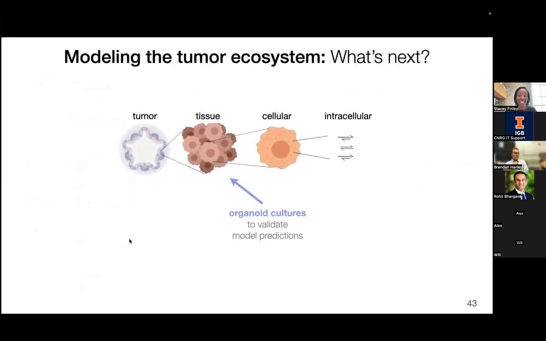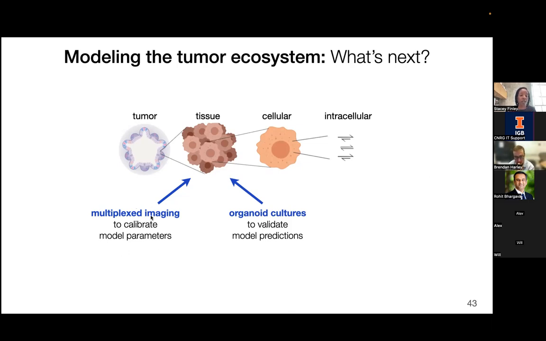So what's next? We're interested in validating some of the model predictions, again, with 3D patient-derived tumor organoids. We're interested also in calibrating the agent-based model to data from tumor images. So you might have noticed that I haven't said that this agent-based model is specifically applied to a particular cancer type. And this is because we haven't really calibrated it to be cancer type specific.